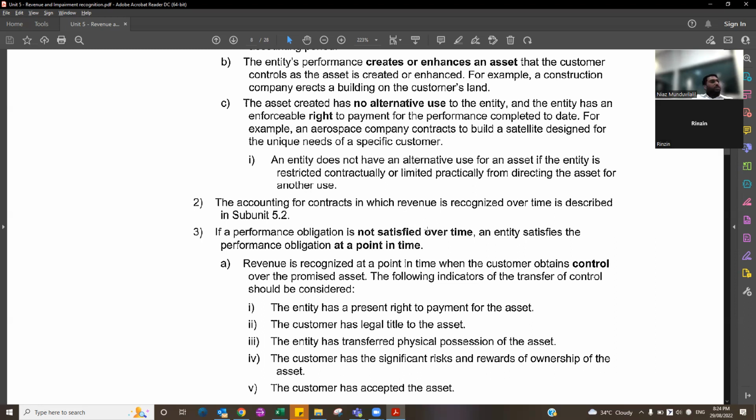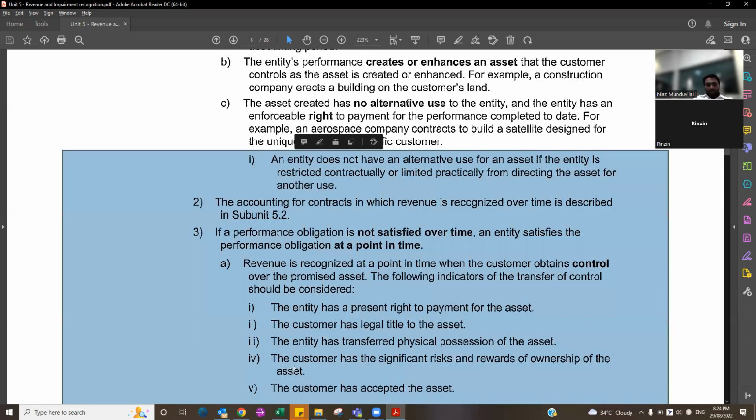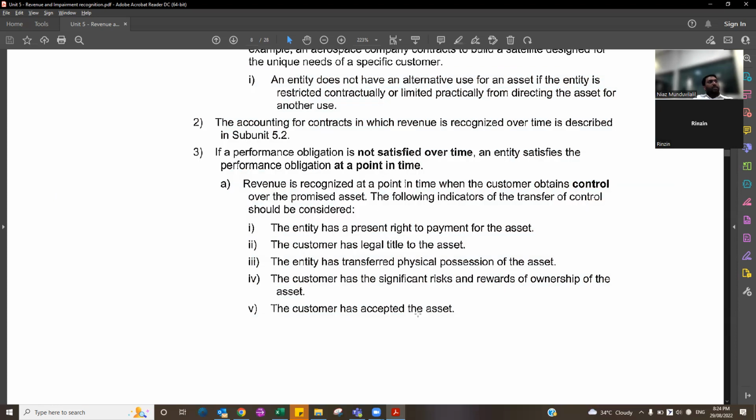Next, if a performance obligation is not satisfied over time, an entity satisfies the performance obligation at a point in time. Clear? So revenue is recognized at a point in time when the customer obtains control over the promised asset. The following indicators of the transfer of control should be considered. That is, the entity has a present right to payment for the asset. The customer has legal title to the asset. The entity has transferred physical possession of the asset. The customer has the significant risk and reward of ownership of the asset. Then the customer has accepted the asset.